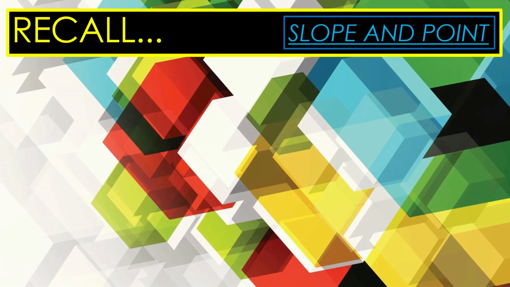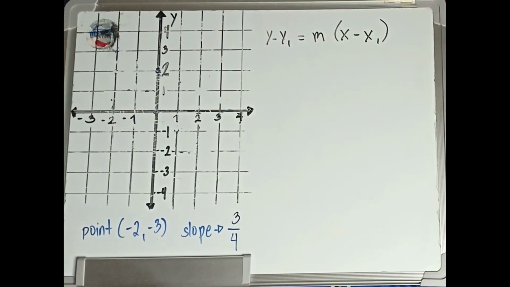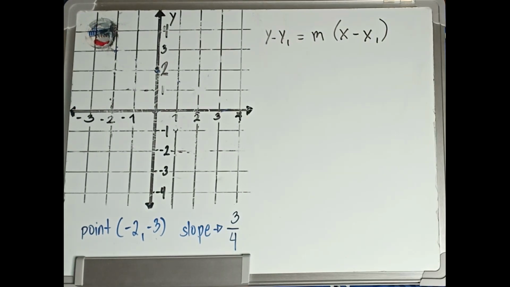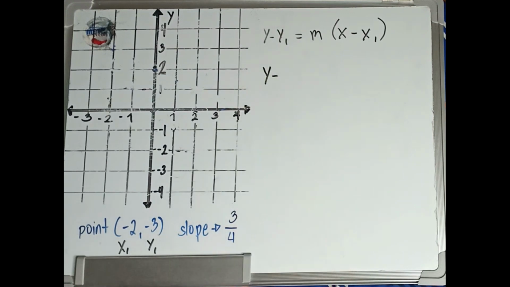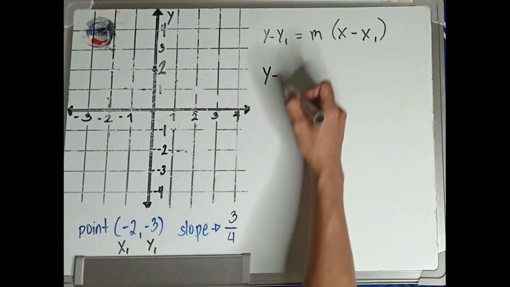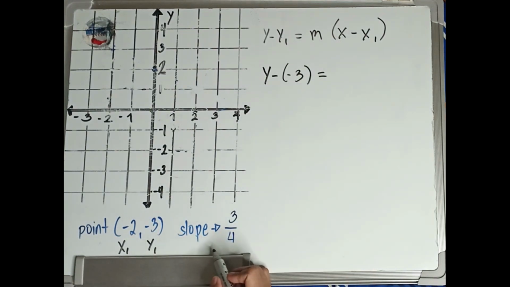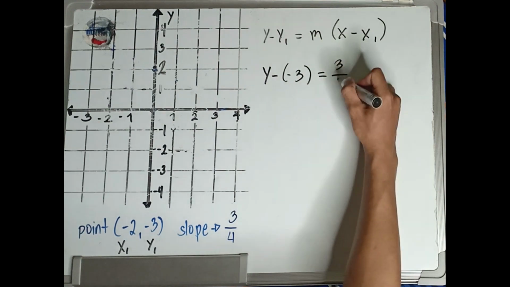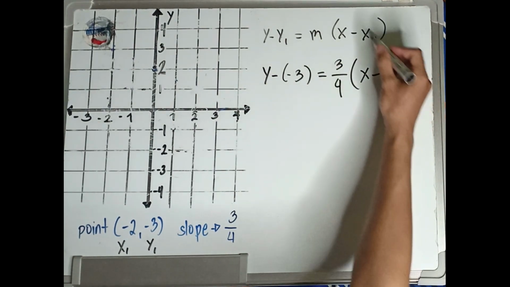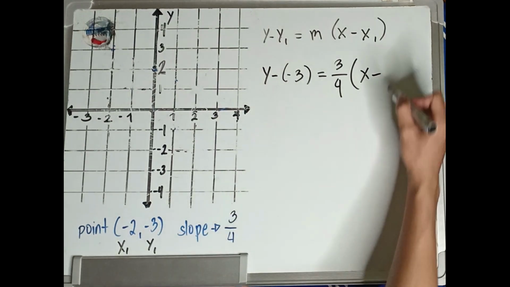Let us recall on how to make equation of a line and graph the equation using slope and a point. For the given point and slope, we're going to use the formula. We have to label first our point, which will be our x sub 1 and y sub 1. Copy y minus the value of y sub 1, which is negative 3, equal sign. Then the value of your m will be the slope, 3 over 4, times x minus the value of x sub 1, which is negative 2.